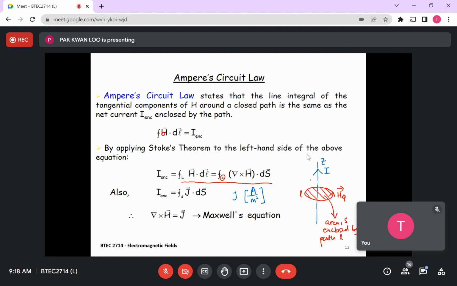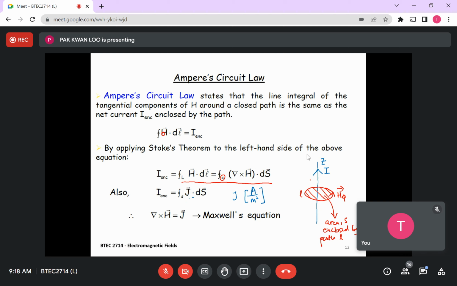So that means the effective current. The dot product basically means: what is the effective current passing through the area? The current direction may not be perpendicular to the surface. It could be at an angle. So what is the effective current? We need a dot product, that means we need the effective current that passes through the surface area.